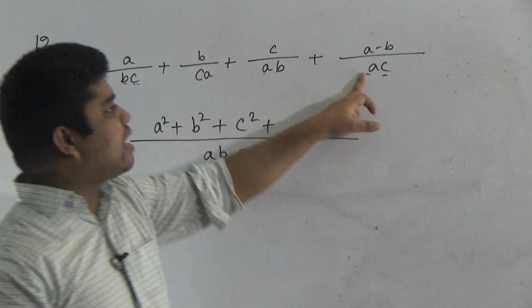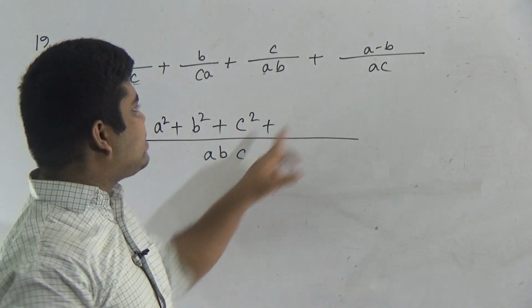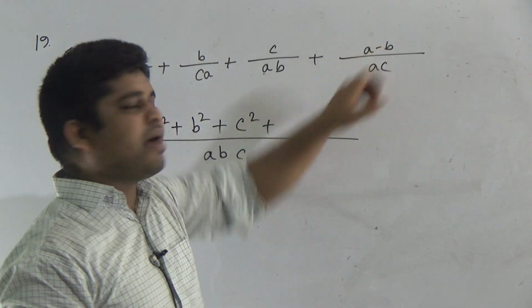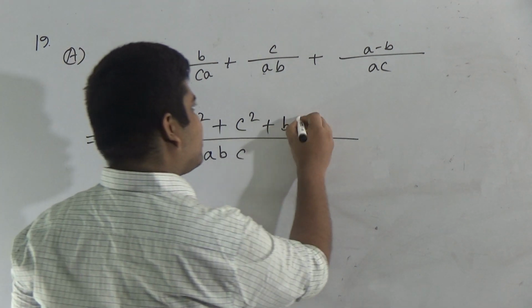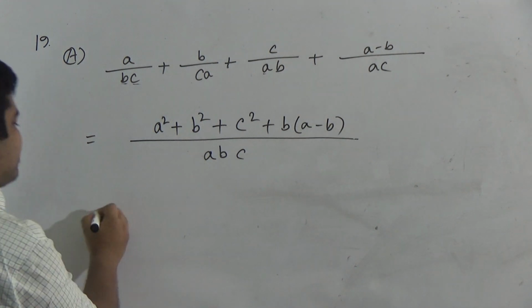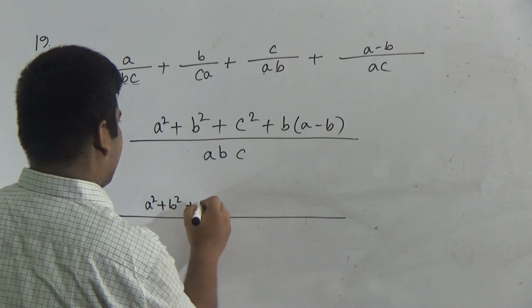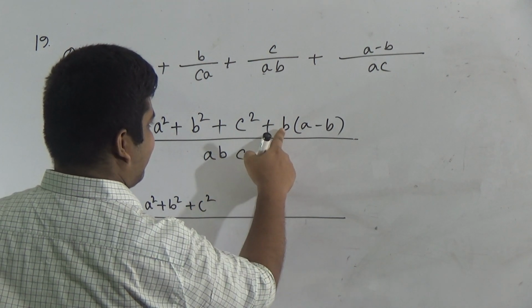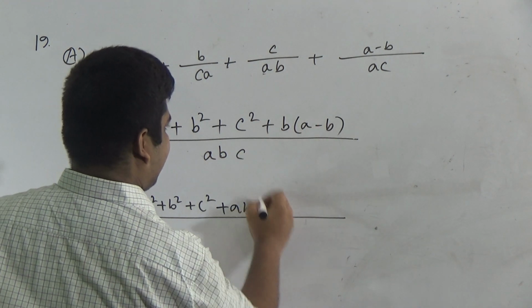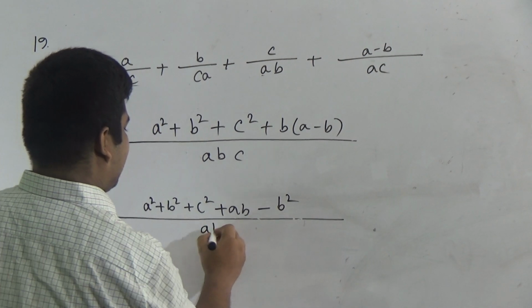And the last fraction is a minus b divided by ac. So we divide this abc by ac and we get b, and this b is multiplied with this a minus b. So b into a minus b. I hope you have understood. My dear students, next line, a square plus b square plus c square. Notice if we multiply b with a, then we get plus ab. Plus minus minus, if we multiply b with b, then we get minus b square, divided by abc.